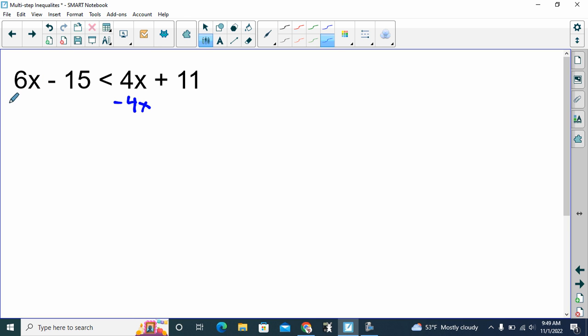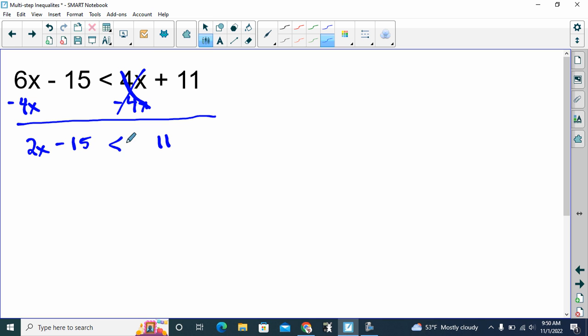If you subtract 6x from both sides, you can still get the correct answer. These cancel. I bring down my 11. 6x minus 4x is 2x. I bring down my minus 15. I subtracted on both sides. We only flip the inequality if we multiply or divide both sides by a negative number. We do not flip our inequality.